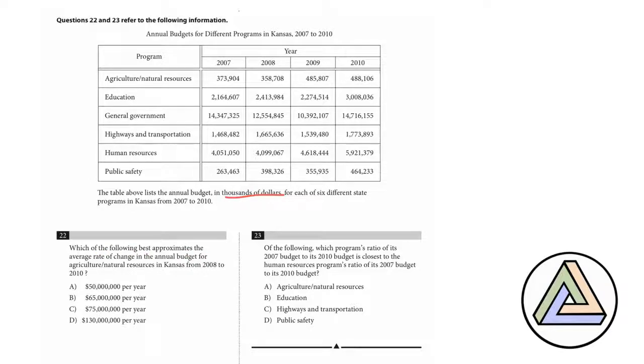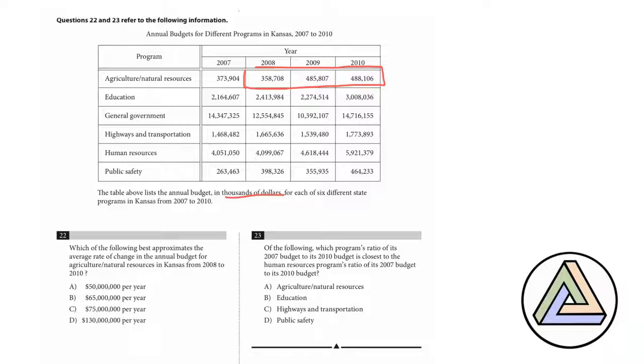All right, which of the following best approximates the average rate of change in the annual budget for agriculture and natural resources in Kansas from 2008 to 2010? So agriculture, natural resources in the top row, and we're looking from 2008 to 2010, and they're saying the average rate of change, which is like the slope. Rate of change means slope, and notice how it says per year. It's like money per year, right? So it's like the increase in money per year.